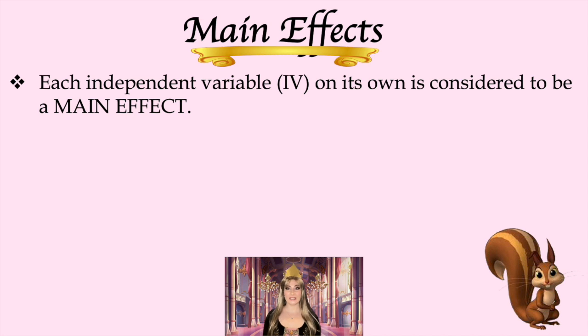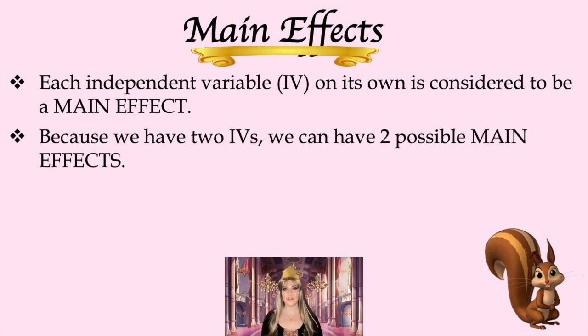However, each independent variable on its own can also have an effect on our dependent variable, which in this case is the squirrel's eating habits. So if an independent variable alone has an effect on the dependent variable, we call that a main effect. Because we have 2 independent variables, we can have 2 possible main effects. In other words, however many independent variables you have, it's going to equal the number of possible main effects you can have in the analysis.